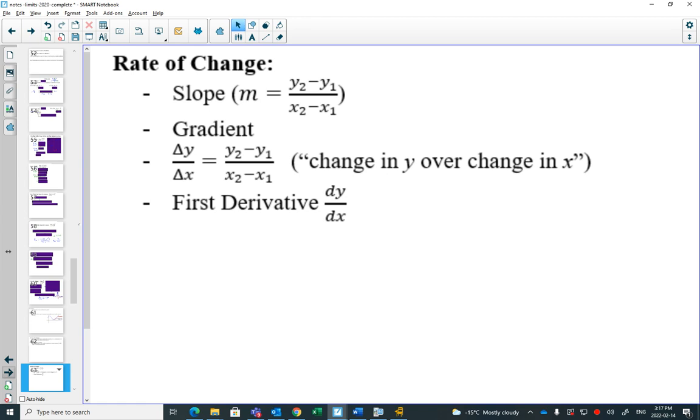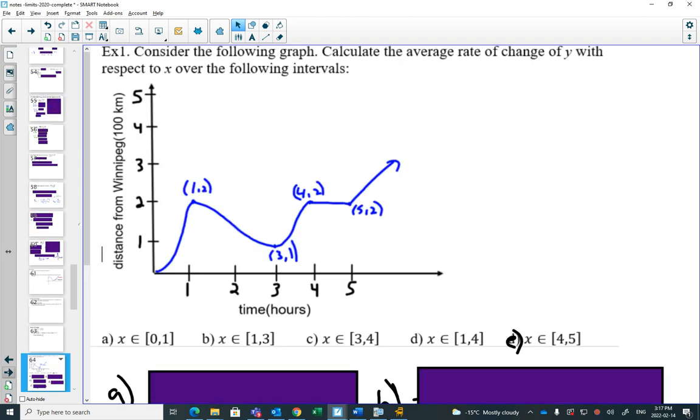Physics likes to use the delta symbol. Delta y over delta x. Change in y over change in x. And calculus calls this rate of change the first derivative. dy over dx. Also an idea of change in y over change in x. Okay, so here's the following graph.